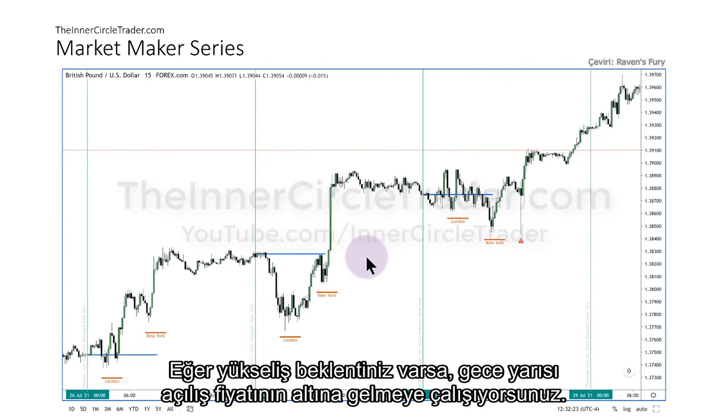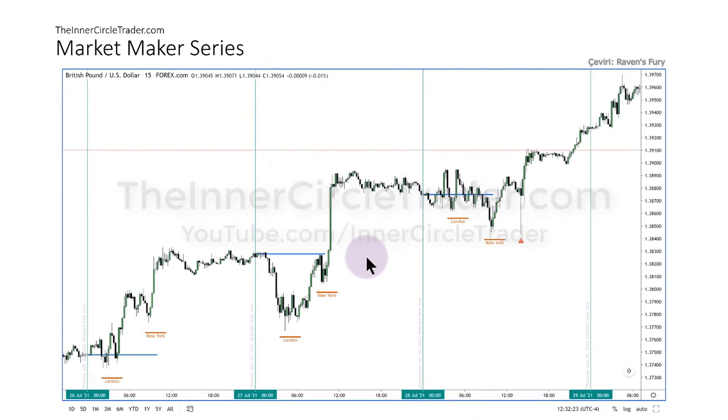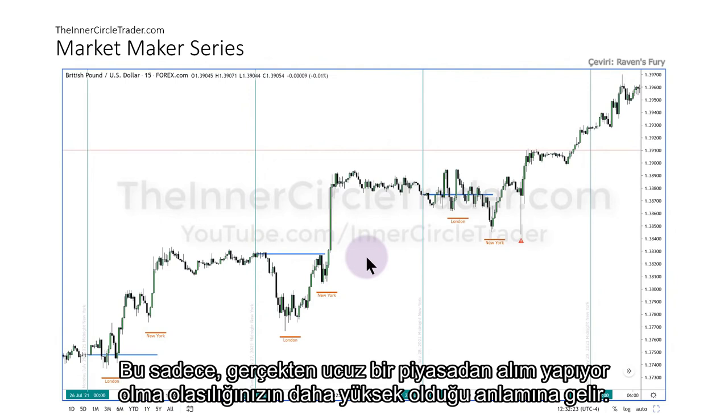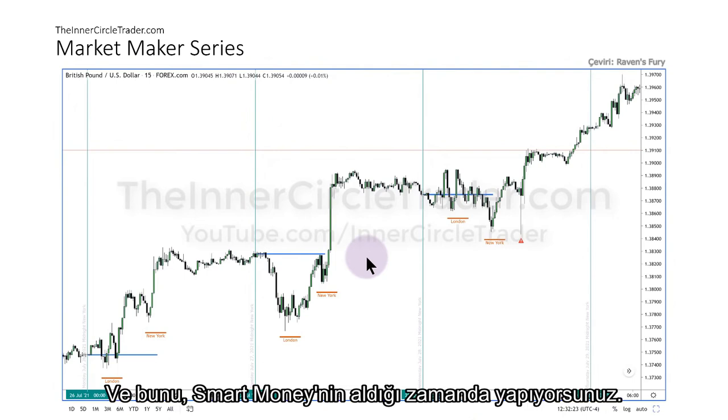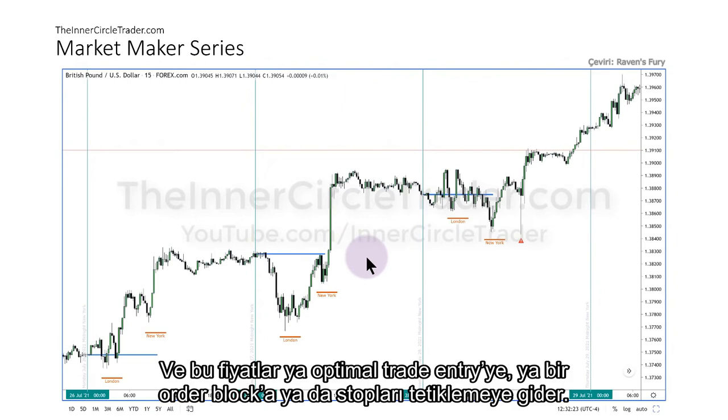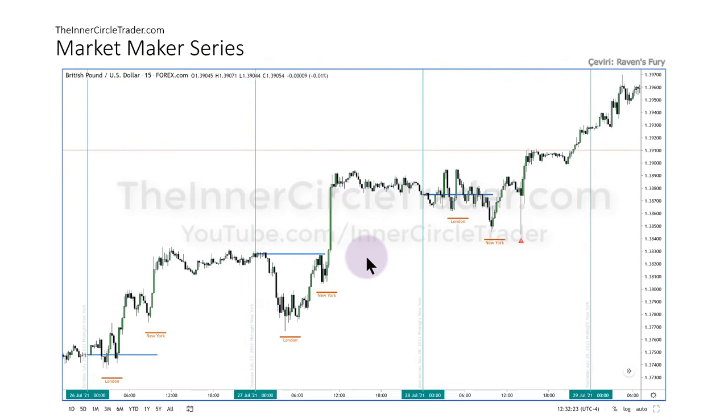But knowing where you should be trying to buy, if you're bullish, you're trying to get below the opening price at midnight. That's a threshold that makes your trade higher in probability. Doesn't guarantee profitability. It just means it's higher probability that you're buying a really cheap market. And you're buying it when smart money buys it. You're looking at prices that trade either to an optimal trade entry, to an order block, or runs out stops.